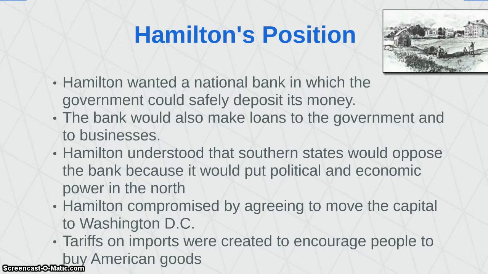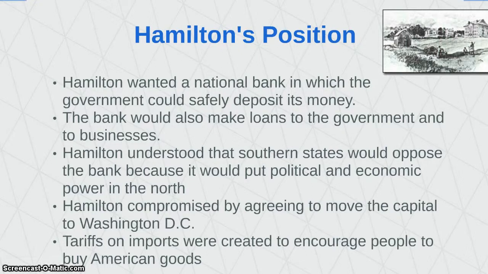Hamilton understood that this would not be popular in the South. He's very wise politically. He understood that the southern states would not be in favor of this law. So he knew he had to bargain. He knew he had to compromise. One of the things he compromised on was moving the capital.